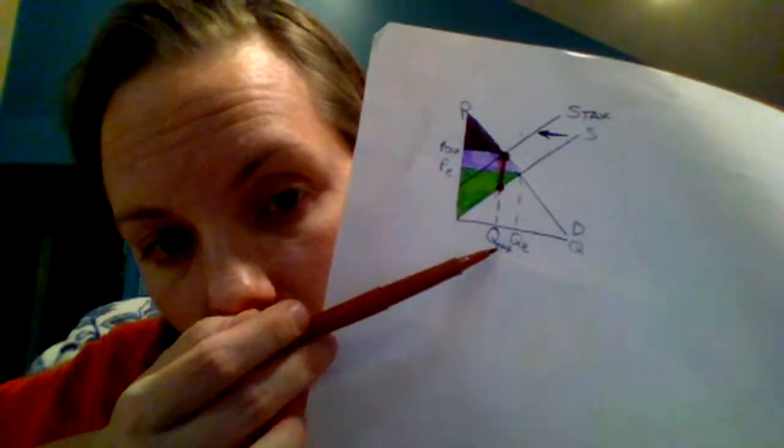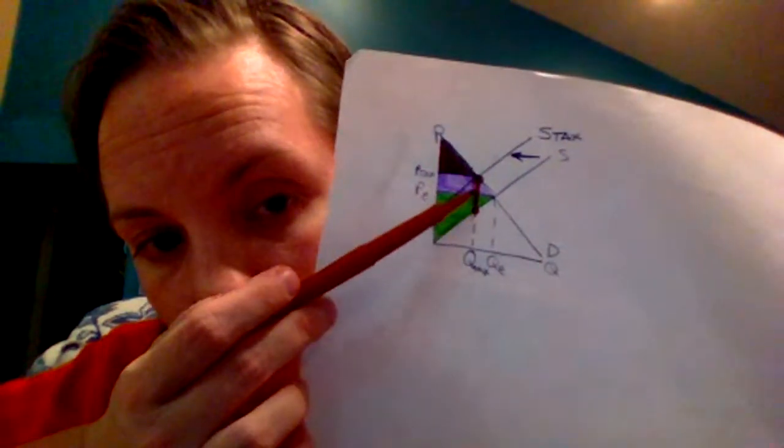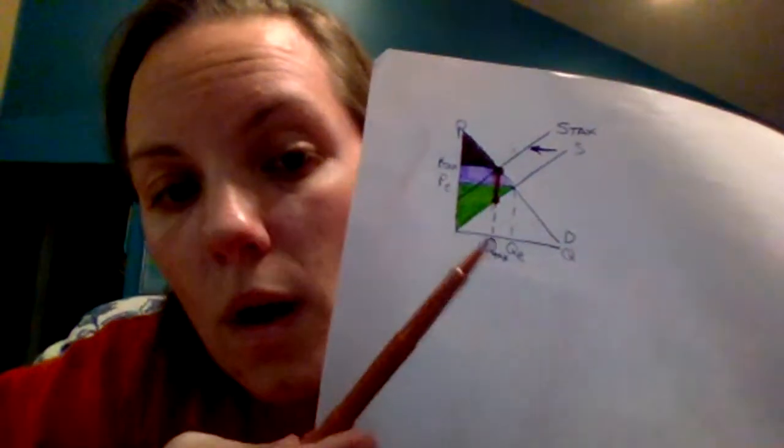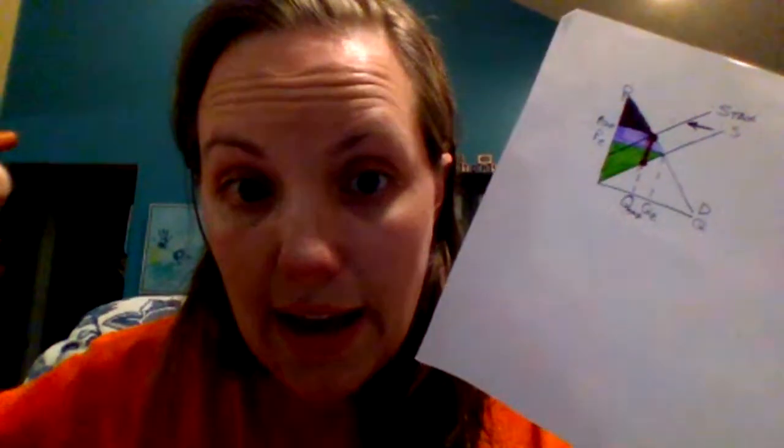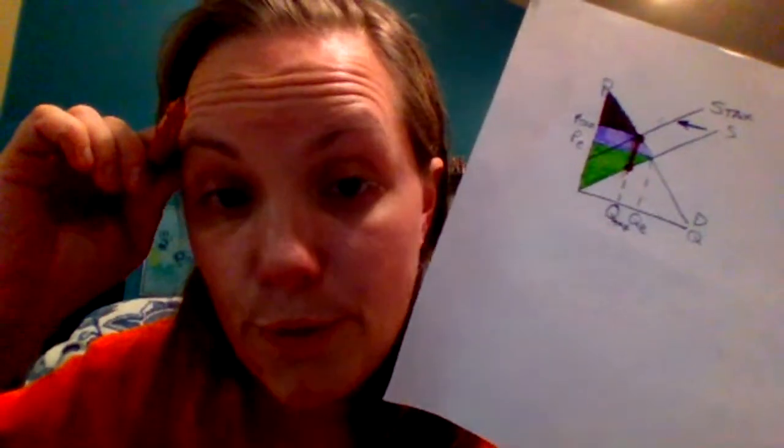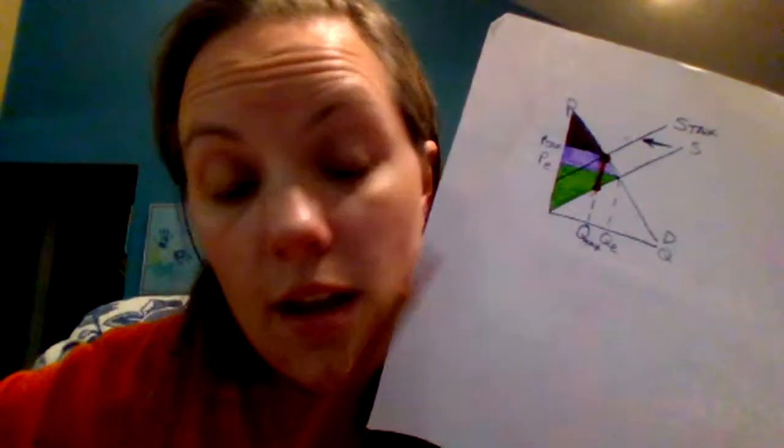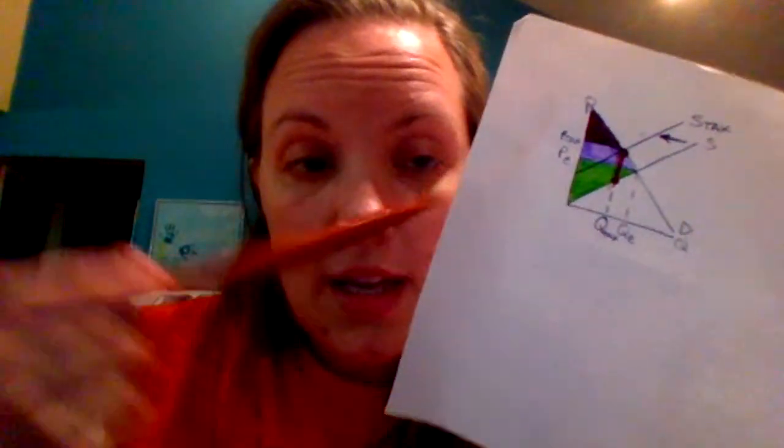But to find my tax revenue, I have to do my tax times how many units. And my number of units is my quantity at my tax. It's this amount right here. This times this line. So that quantity times this line is going to be my tax revenue. You can also find that by finding the area of the rectangle.